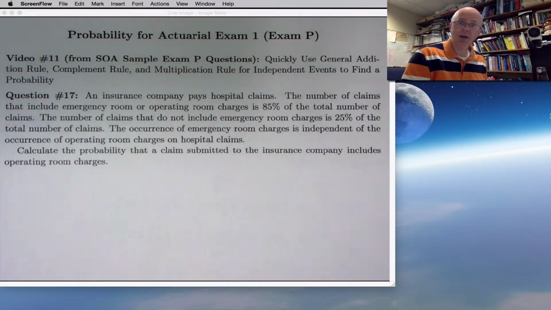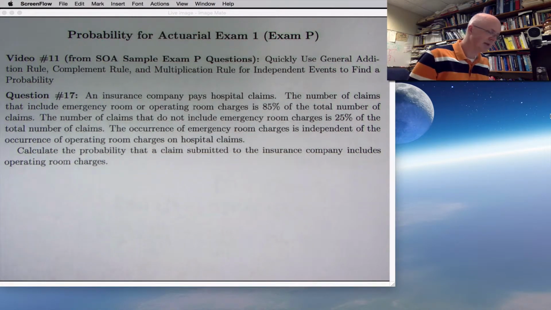However, in this video, I want to emphasize that the formulaic approach is actually quicker sometimes and perhaps even less confusing. If you try to draw a Venn diagram with this one, you might get more confused. It's better to quickly solve it with formulas. So we're going to quickly use the general addition rule, complement rule, and multiplication rule for independent events to find a probability. Let's see how quick we can go.